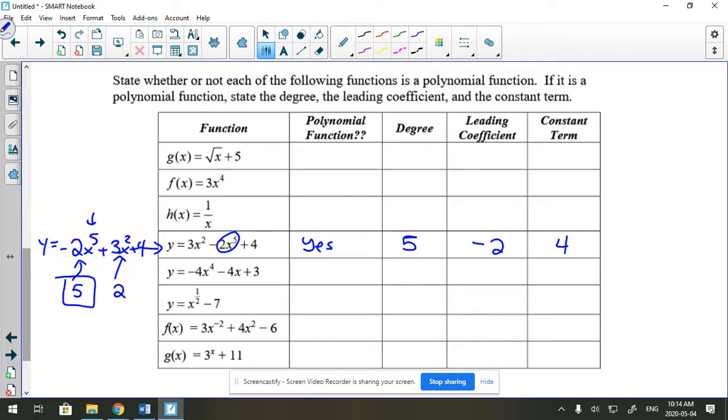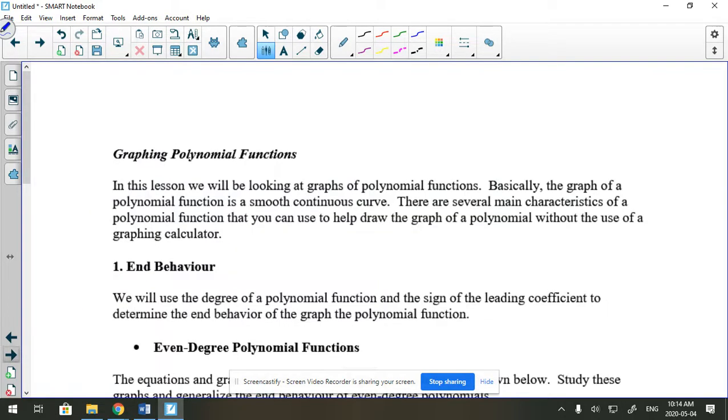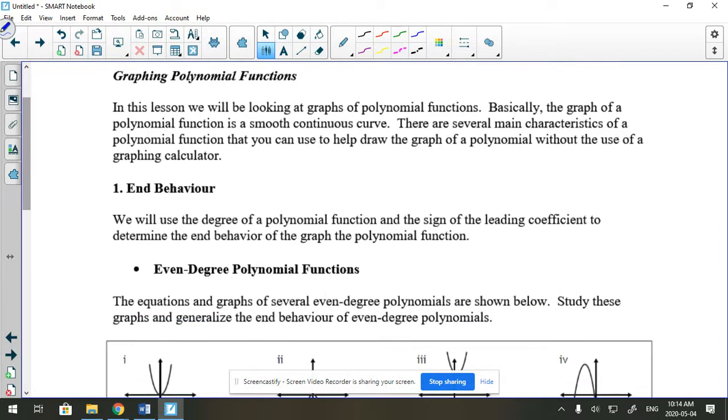Okay, so we're going to get into graphing polynomial functions. So they all kind of follow patterns that you can see based on the equation. So first we're going to look at the end behavior. So you can use the degree of a polynomial function and the sign of the leading coefficient to determine the end behavior of the graph of the polynomial function.